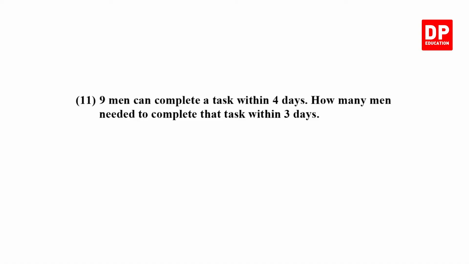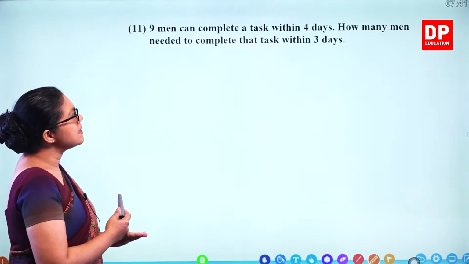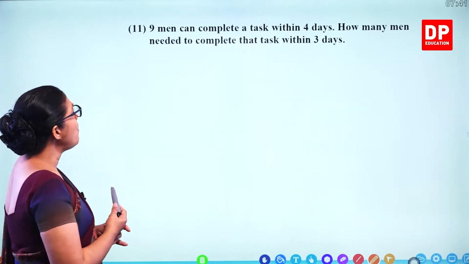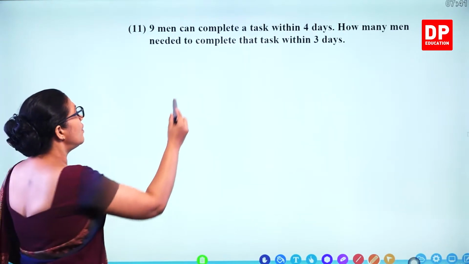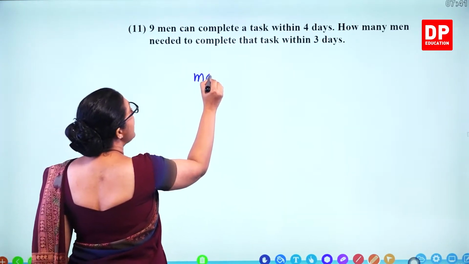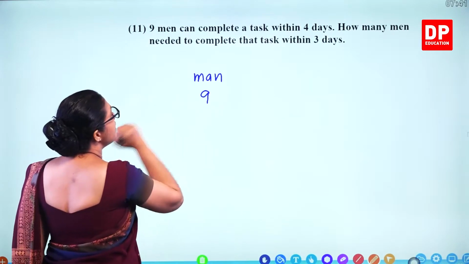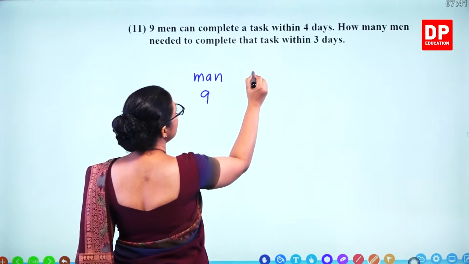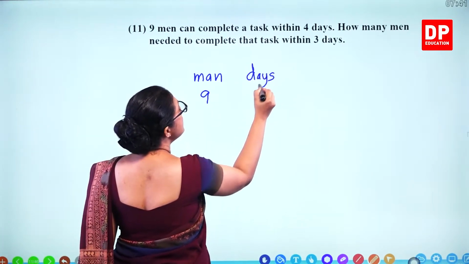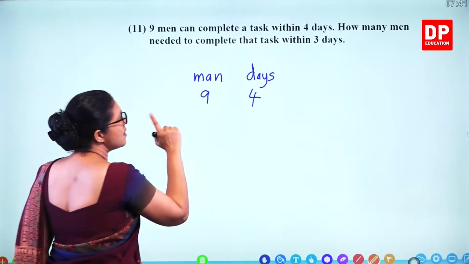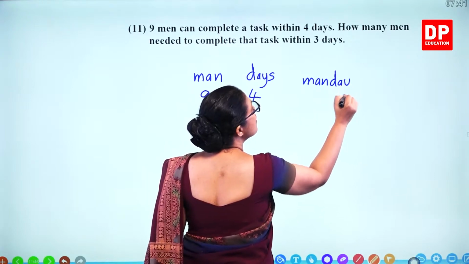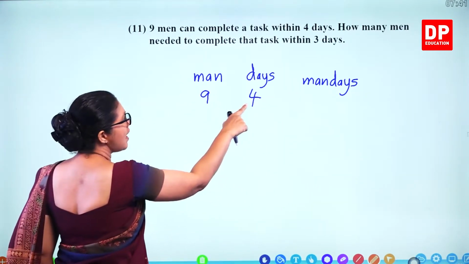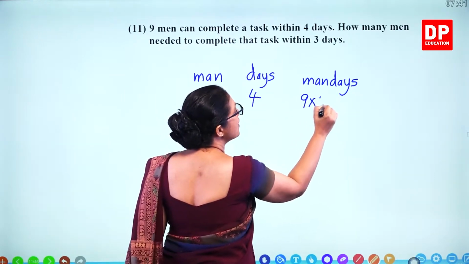Question number 11. 9 men can complete a task within 4 days. How many men needed to complete that task within 3 days? So we have to find out man days for this work. 9 men, how many days? 4 days. So how many man days needs to complete this work? 9 times 4, 36.